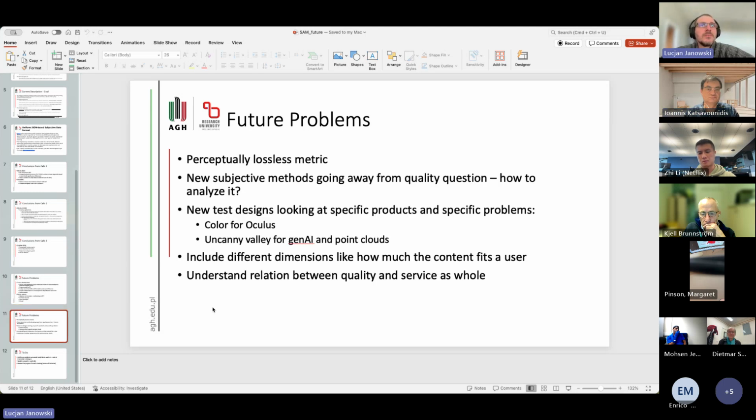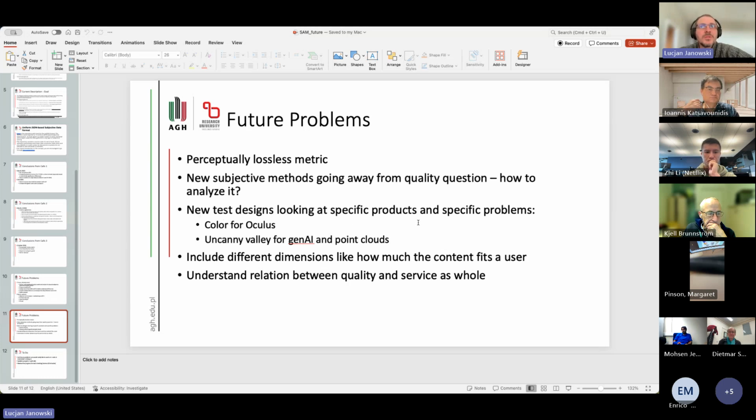Okay. So then perceptually lossless metrics, this would be an interesting topic. Definitely we've got momentum. We've got work by Dietmar, and some people were interested in this topic. The new subjective methods going away from quality and how to analyze, especially because the moment we don't ask about quality, the analysis starts to be tricky because we start to collect very different types of data. And this is definitely interesting.